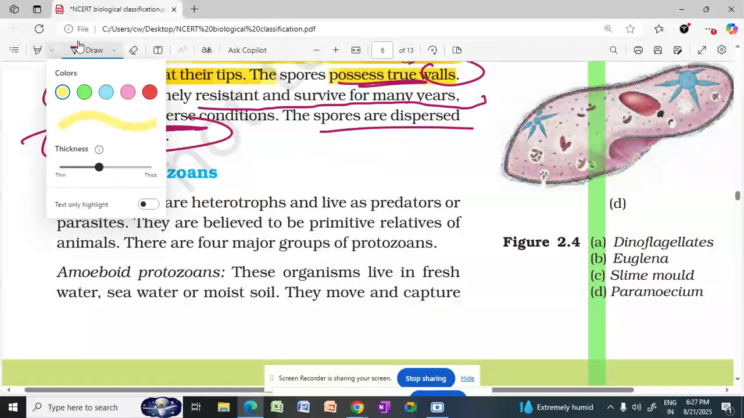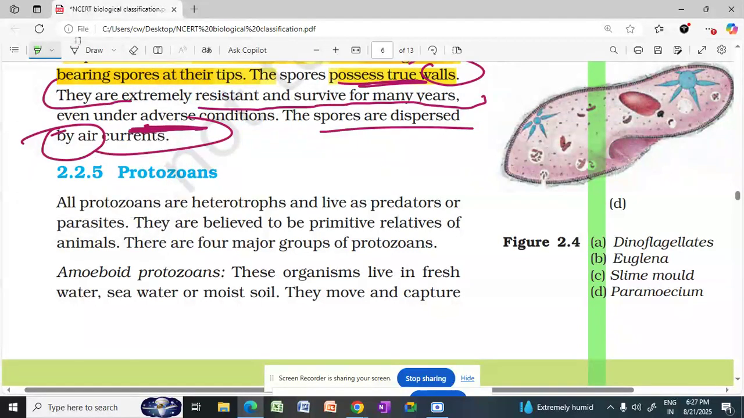Next one is protozoan. All the protozoans are heterotrophs, and they live as predators or parasites. Remember, they can be parasites or they can be predators. They are believed to be the primitive relatives of animals.